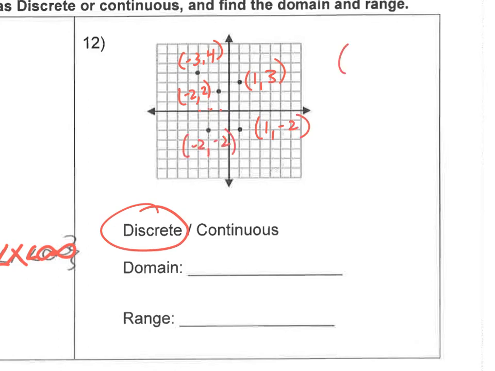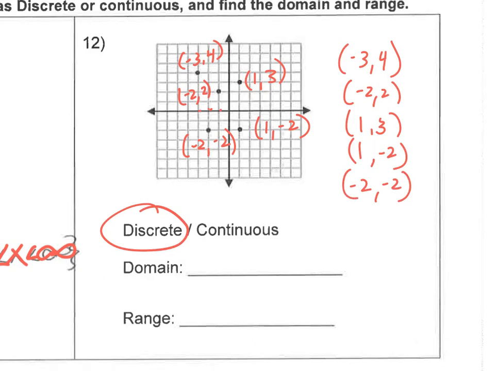So if I were just to list those points out, you don't have to list them out. You could do them on the graph if you wanted to, like I did. Sometimes it helps me organize my thinking if I list them out. So I listed all the points. Let me check. Yep, I did. The domain then would be my x values, and my x values line up right there.